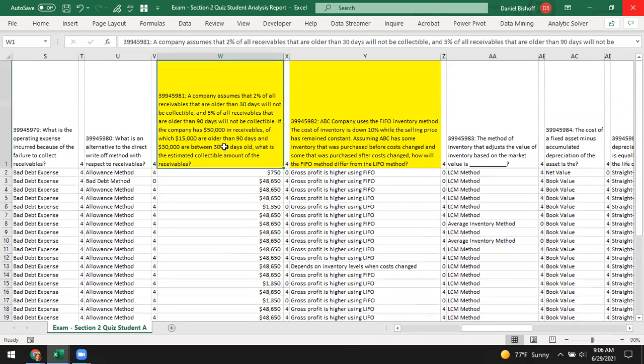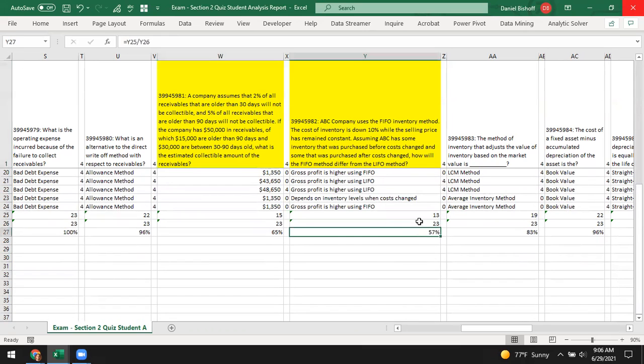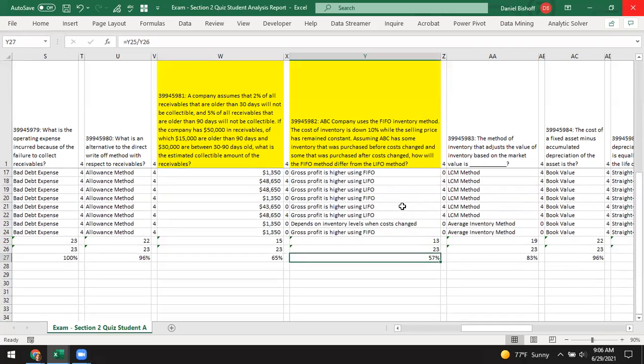One thing in accounting is terminology is very important. Please make sure you keep that in mind as you go through homework and test questions. Okay, the next one was this next question. 57% of the class got it correct.